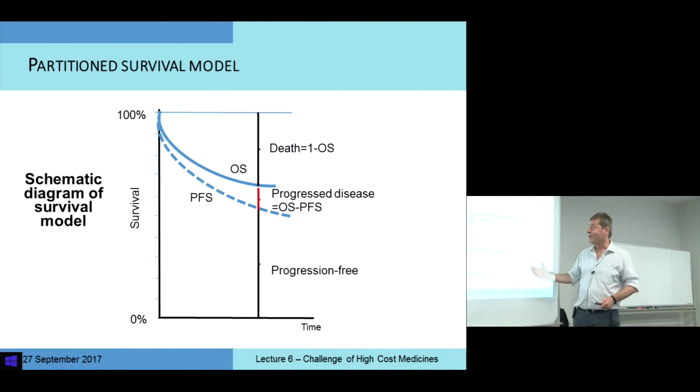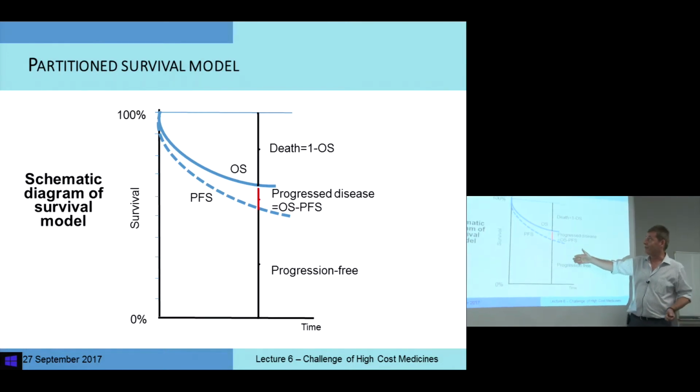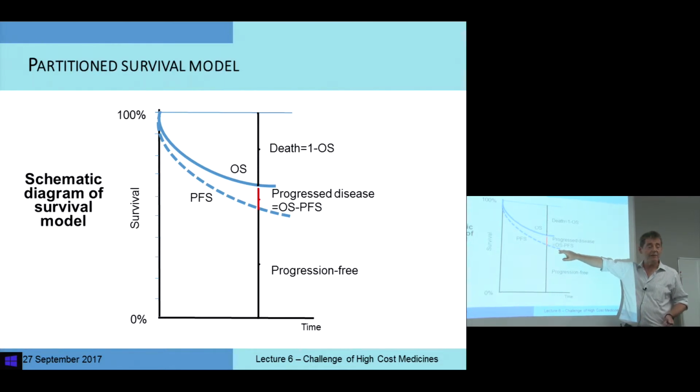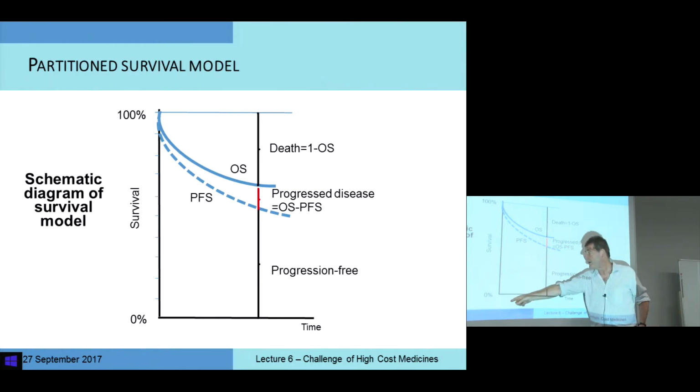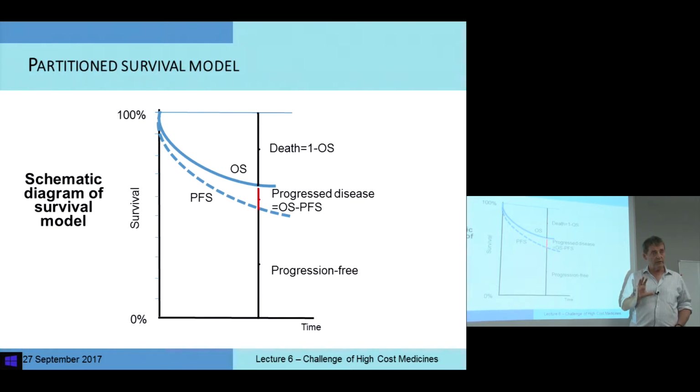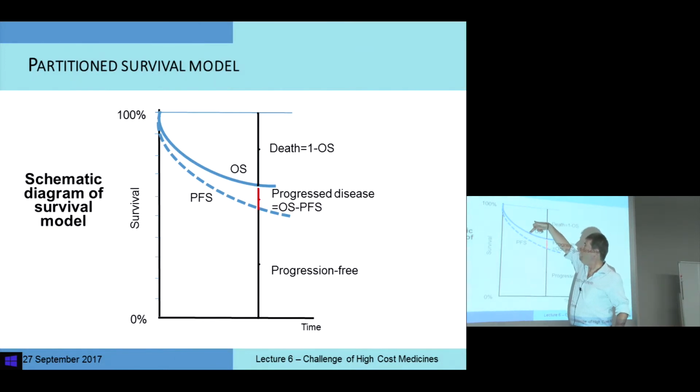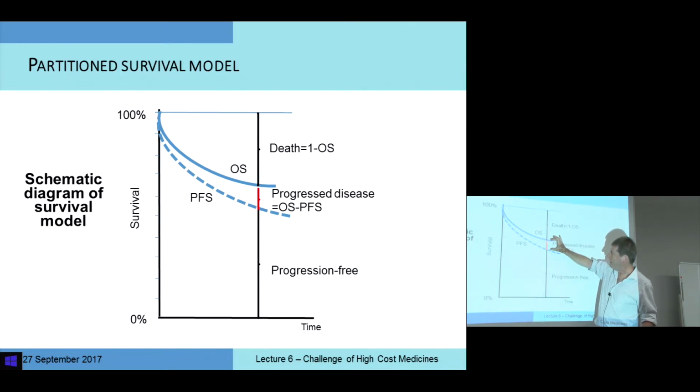Now, to do this, you need essentially survival curves. The dashed line here is the progression-free survival curve. The solid line is overall survival. Now, if you have those two bits of information, it allows you, for any point in time, to work out what proportion of the people you started with have died, because it's this bit here. What proportion are progression-free? I should do it on the line here. Progression-free. And the difference between progression-free and overall survival is progressed disease.